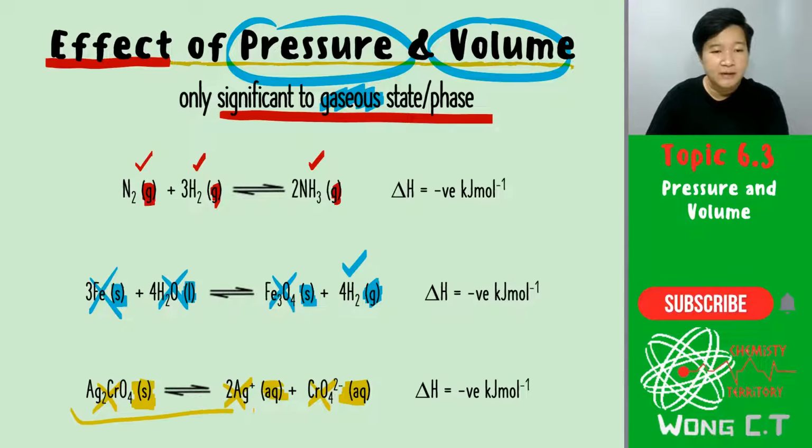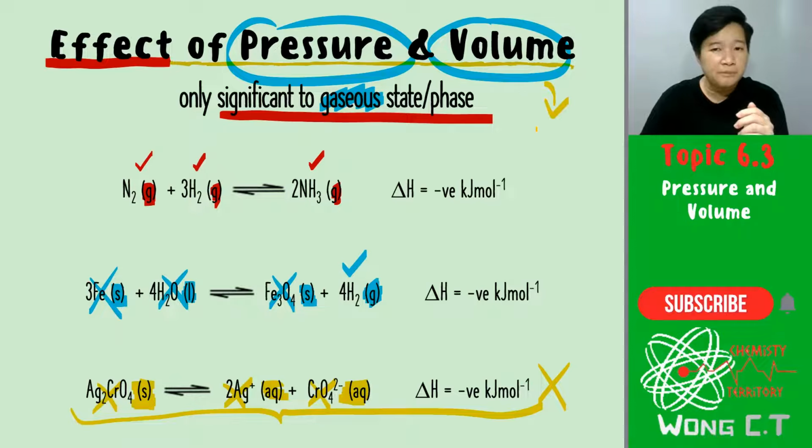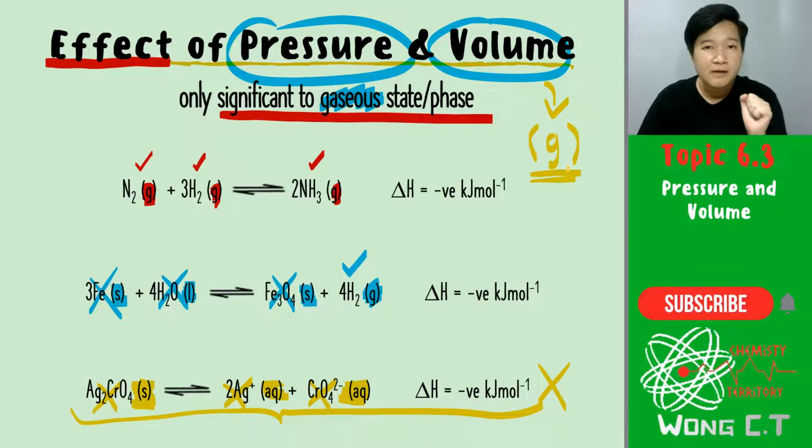Therefore, in this chemical equation, changing the pressure or changing the volume will not affect the equilibrium position because there is no gaseous state. So changing the pressure or volume will not change anything in this equation. Make sense? So please, every single time the question asks about pressure or volume, you must pay very close attention to only the gaseous state. The solid, liquid, and aqueous will be ignored.